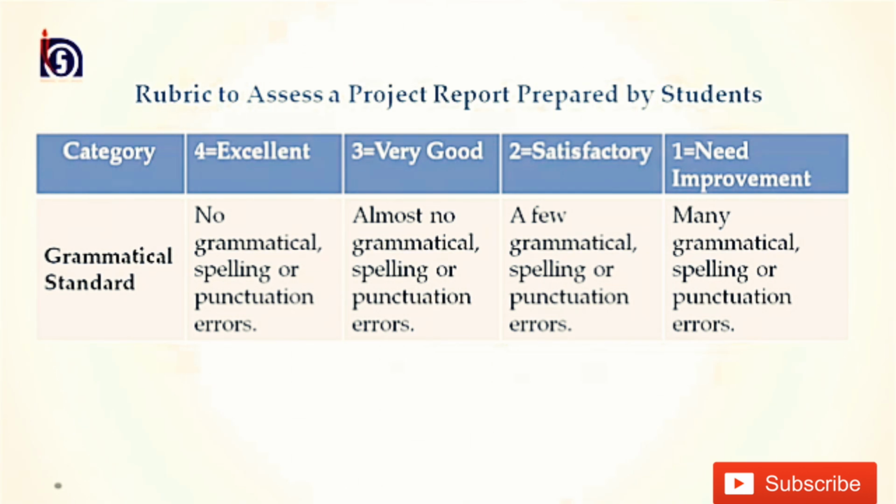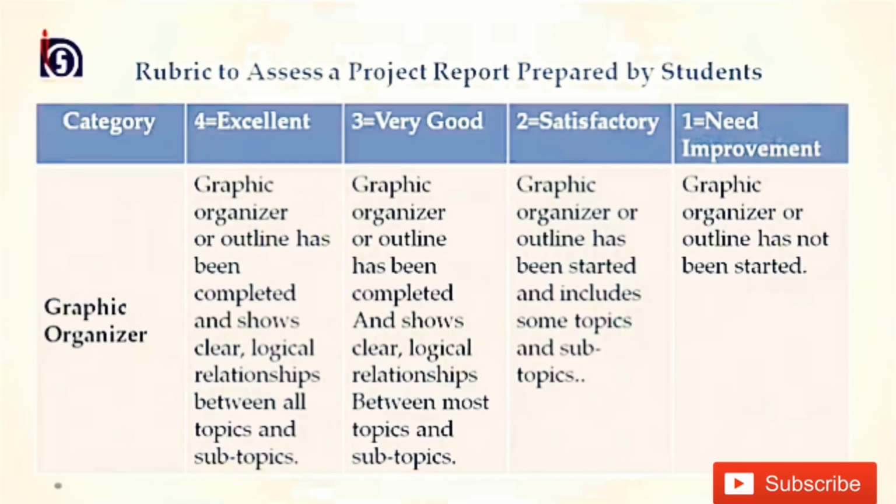4 would be given to a student in whose assignment no grammatical or spelling or punctuation errors have occurred. 3 would be given to a student in whose assignment almost no grammatical, spelling, or punctuation errors exist. 2 would be given to a student in whose assignment a few grammatical or spelling or punctuation errors are there. But 1 would be given to a student in whose assignment many grammatical or spelling or punctuation errors are there.